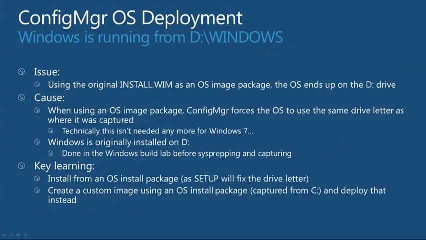You can also run into issues where Windows ends up deploying just fine, but instead of running from C:\Windows, it deploys to D:\Windows. That will happen if you tell Config Manager to use an install.wim as an OS image package. Don't do that. You have to recapture it using an OS setup package to build your image. Sysprep would capture it and then deploy it as an OS image package.